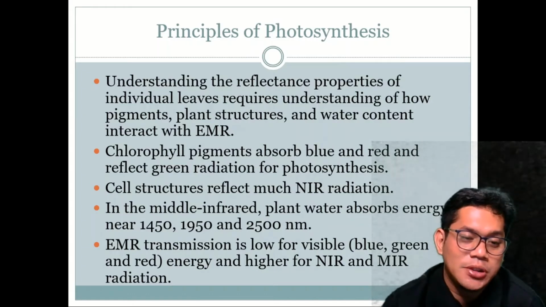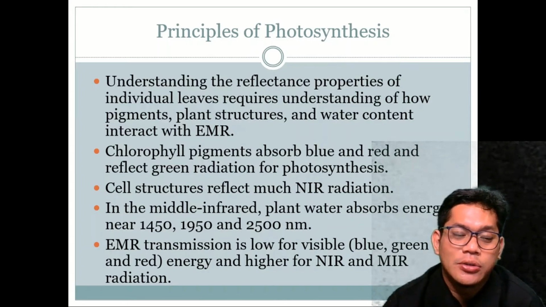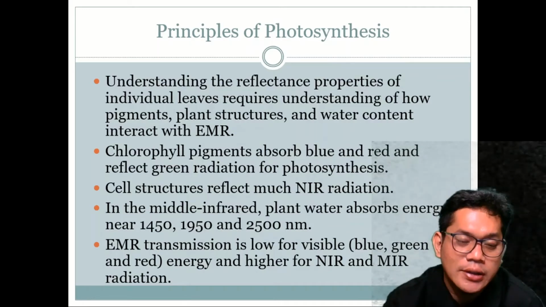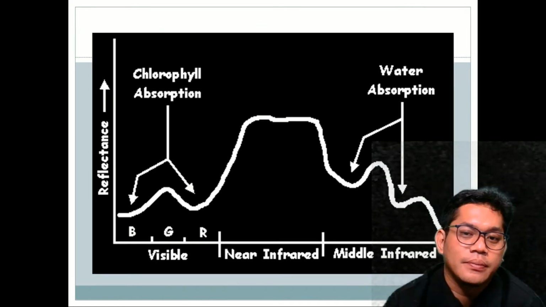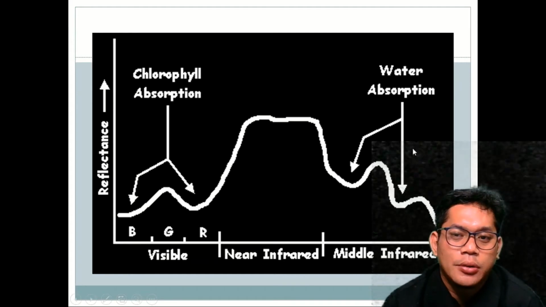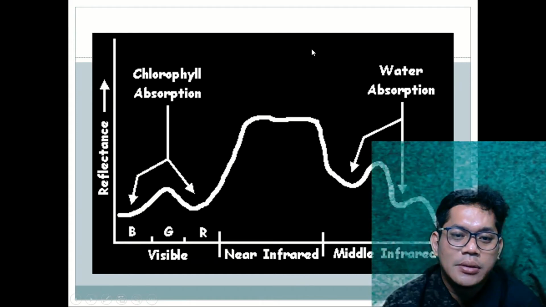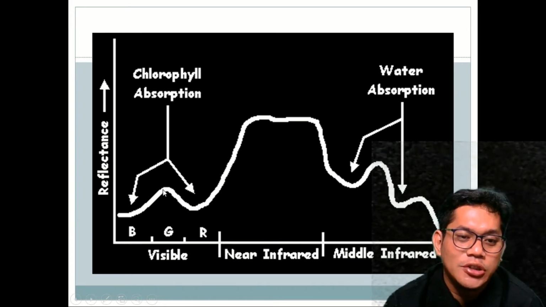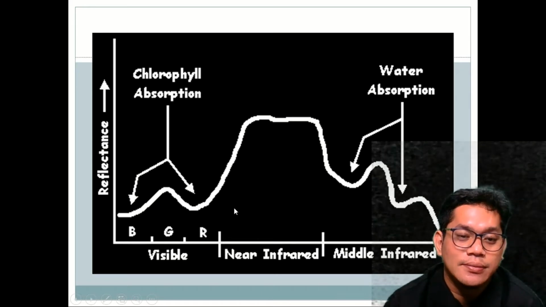That's why it makes it possible to use remote sensing to investigate the health status of the plant. Okay, you see here, it is most susceptible to being sensed by the near infrared and the middle infrared as opposed to the visible, because the visible only shows you how green it is.